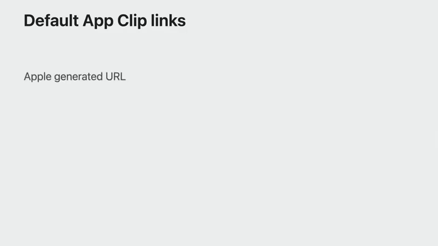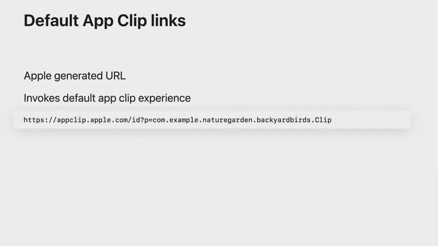Default App Clip links are a new way for you to invoke your default App Clip experience. These are Apple-generated URLs that are automatically created for you when you publish an App Clip in App Store Connect. Default App Clip links provide a way for your default experience to be invoked without any extra setup on your part, and are supported starting from iOS 16.4. They all have the domain of appclip.apple.com, and your App Clips bundle ID is included as a URL parameter.